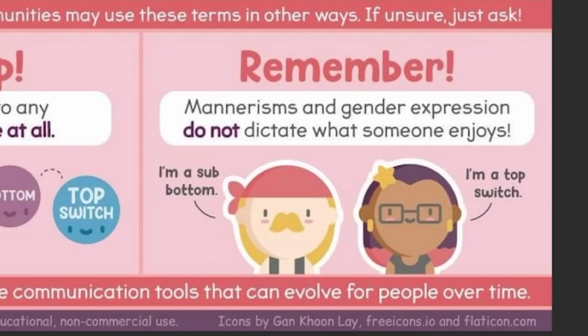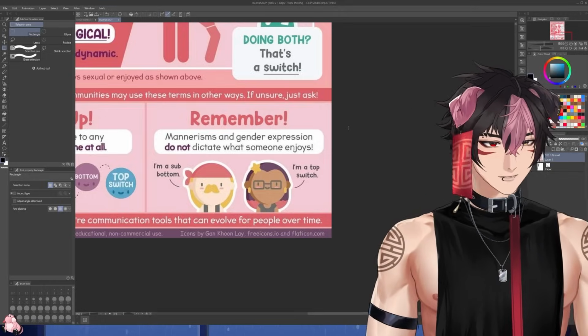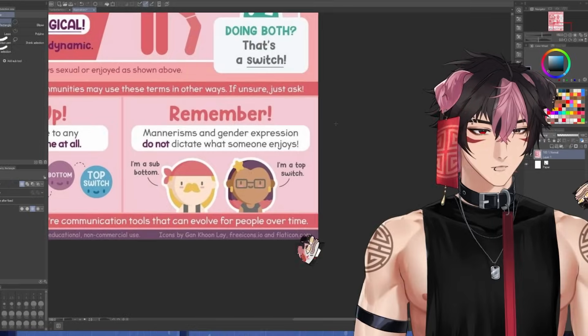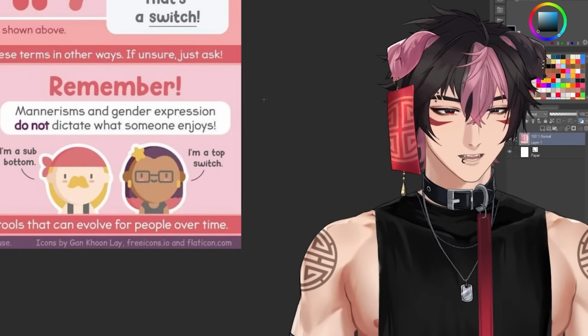Mannerisms and gender expression do not dictate what someone enjoys. So we can't look at someone who acts a certain way, has a certain pitch voice, either high or low, wears certain clothes, and be like, yeah, they're a bottom.